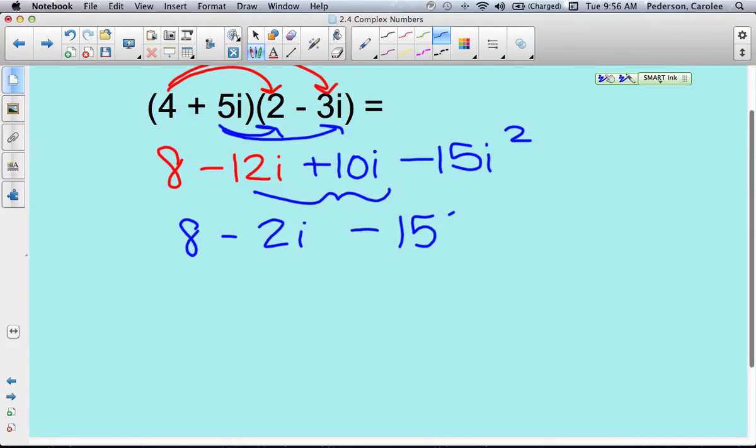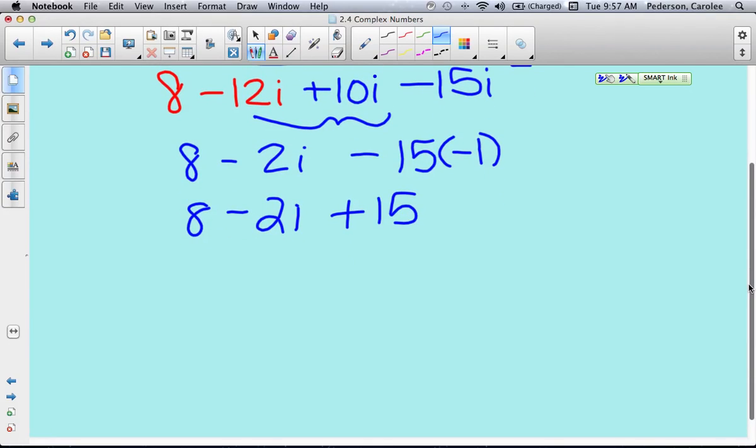So some teachers just say, drop the i squared and then change the sign. And you can do that too. I'll just do it for this one. So negative 15, negative 1 is a positive 15. And then we combine like terms again. 8 plus 15 is 23. And then minus 2i. Real part, then the imaginary.